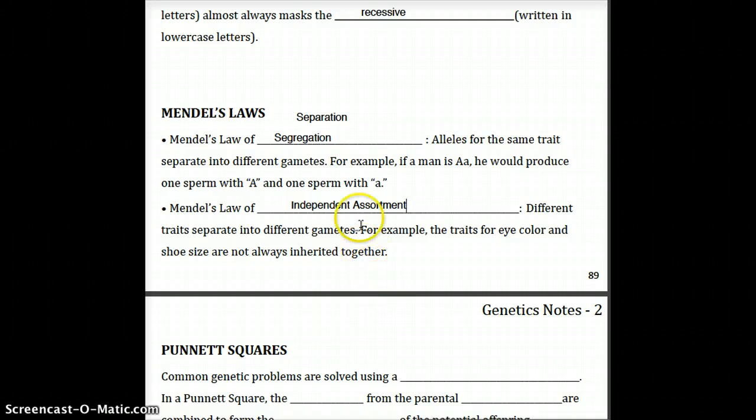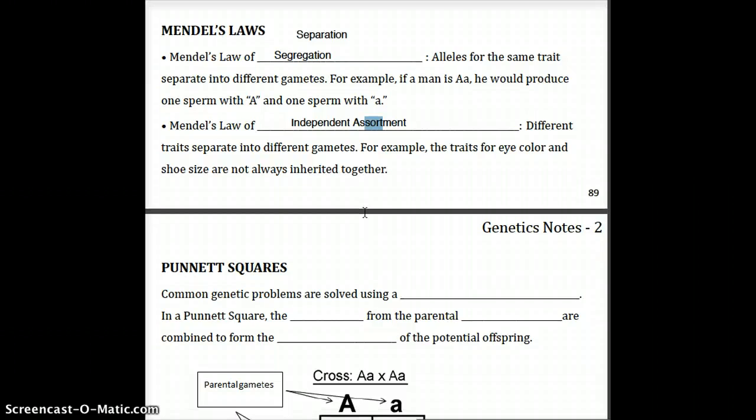independent assortment. And if we look at the word assortment, what four-letter word do you guys see there? You should see the word sort, okay? So they're going to sort differently, independently of each other.